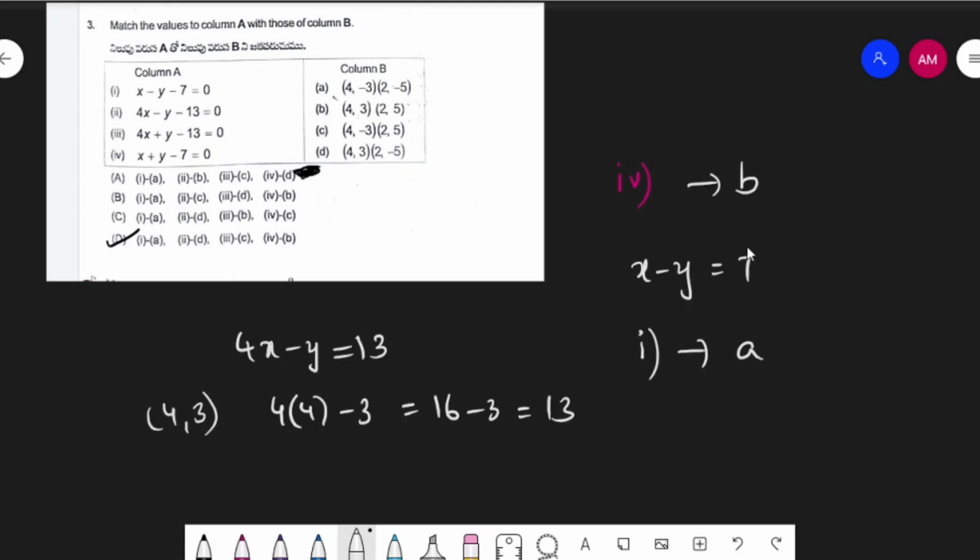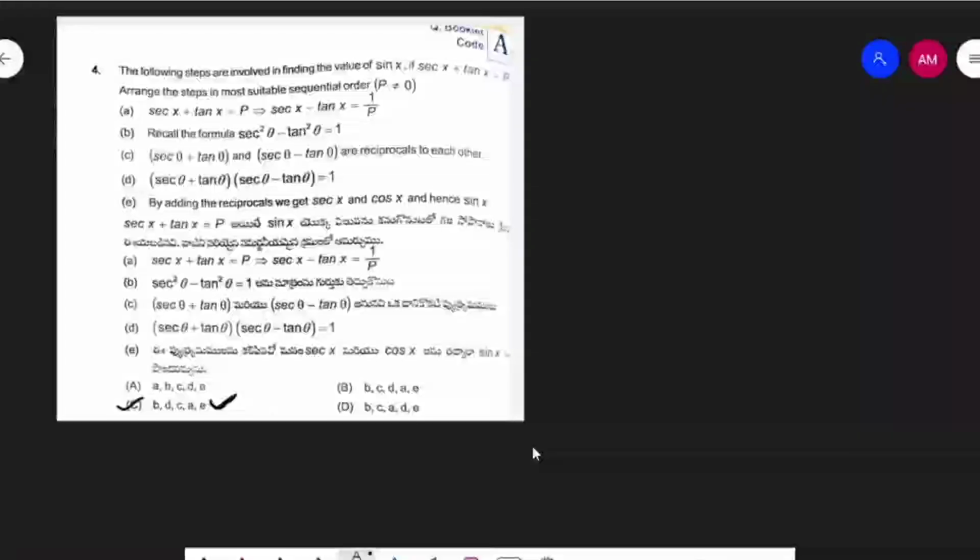So 1 is mapped to A, 4 is mapped to B, and second one is mapped to D, and third one is mapped to C. Which option? We have D. Let us move to the fourth problem.